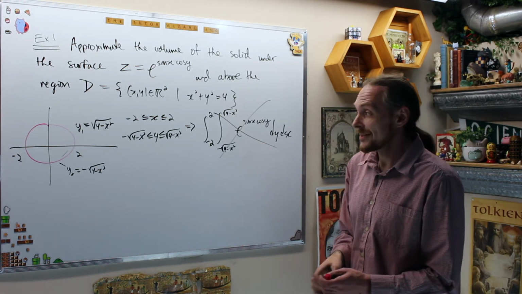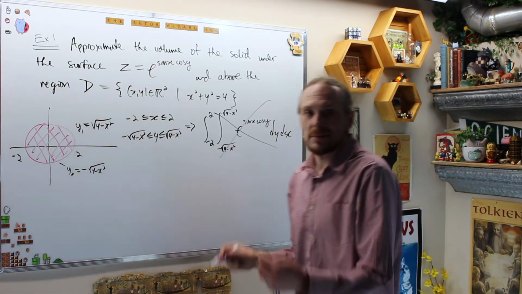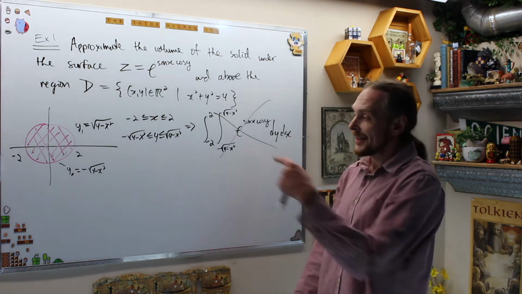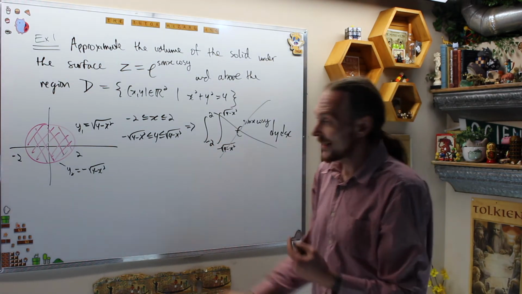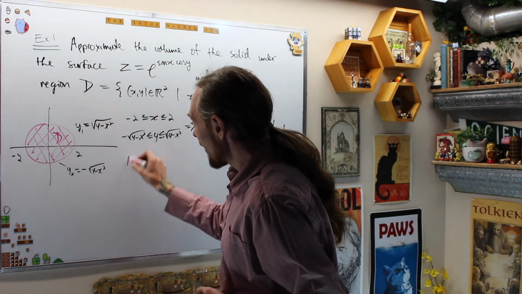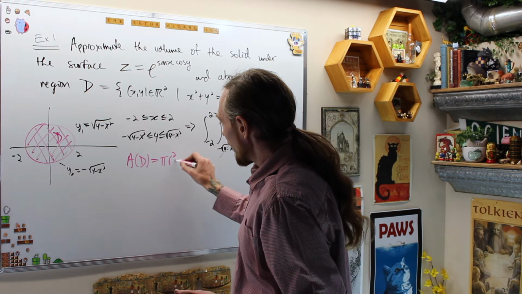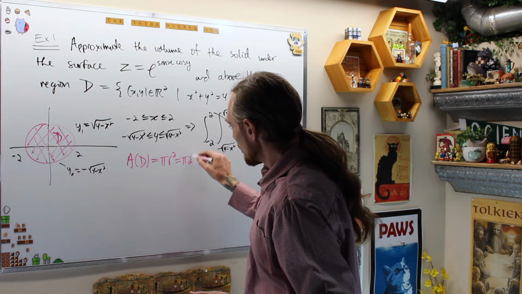Instead, what I'm going to do is say this. I could even use the earlier properties if I needed to, but in this case, I know what the area of D is. If this is my region D, I happen to know that the area of D is going to be pi r squared, which in my case is pi times 2 squared.